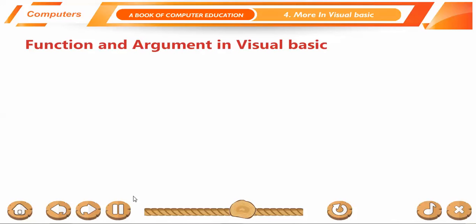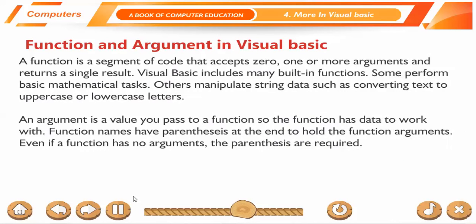Function and argument in Visual Basic. A function is a segment of code that accepts 0, one or more arguments and returns a single result. Visual Basic includes many built-in functions. Some perform basic mathematical tasks. Others manipulate string data, such as converting text to uppercase or lowercase letters.